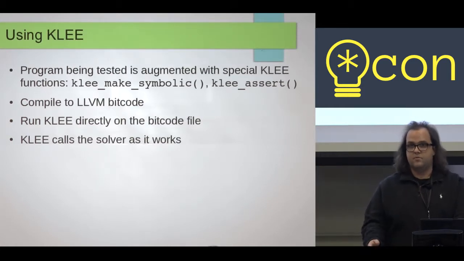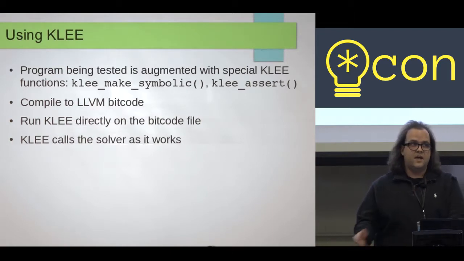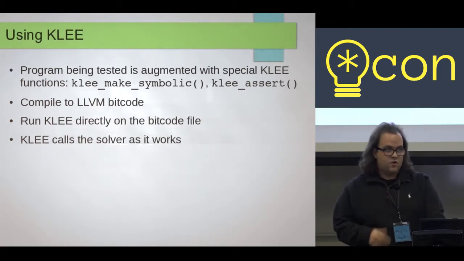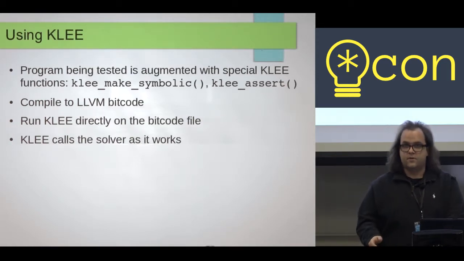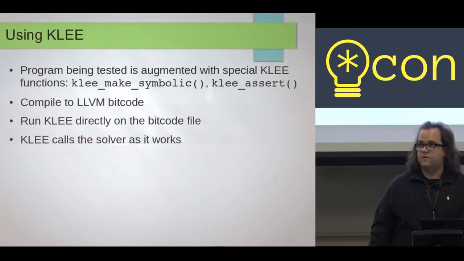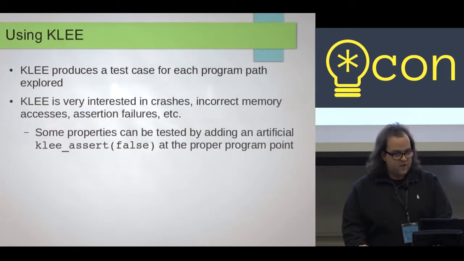So you're telling it what variables you want to test, what you want to make symbolic, and what conditions you want to check while your program is being tested. You compile it to LLVM bitcode and run CLI directly on that file. And CLI will call the solver as it works. So again, you don't need to directly touch the solver if you don't want to do that.